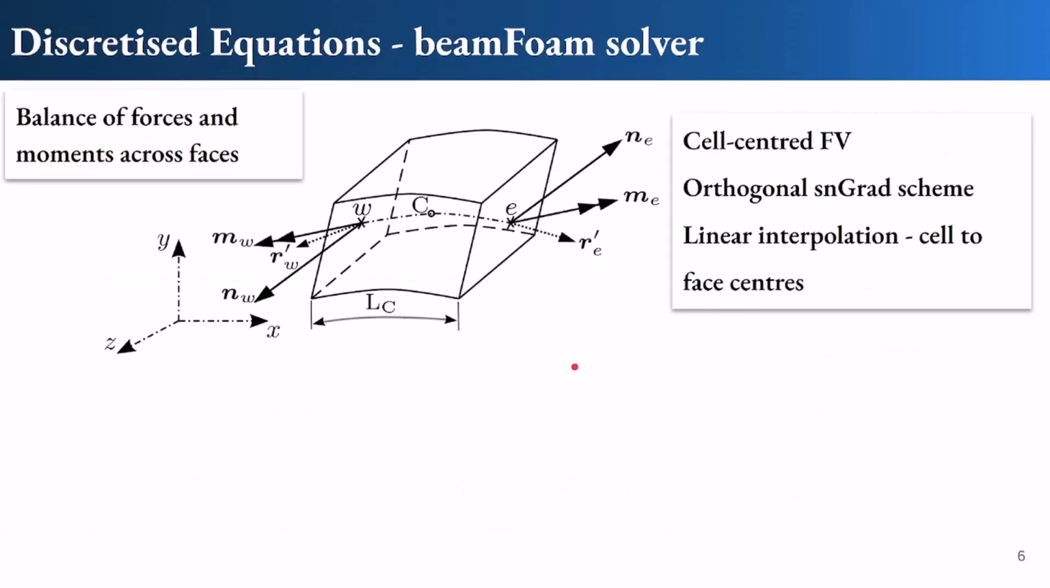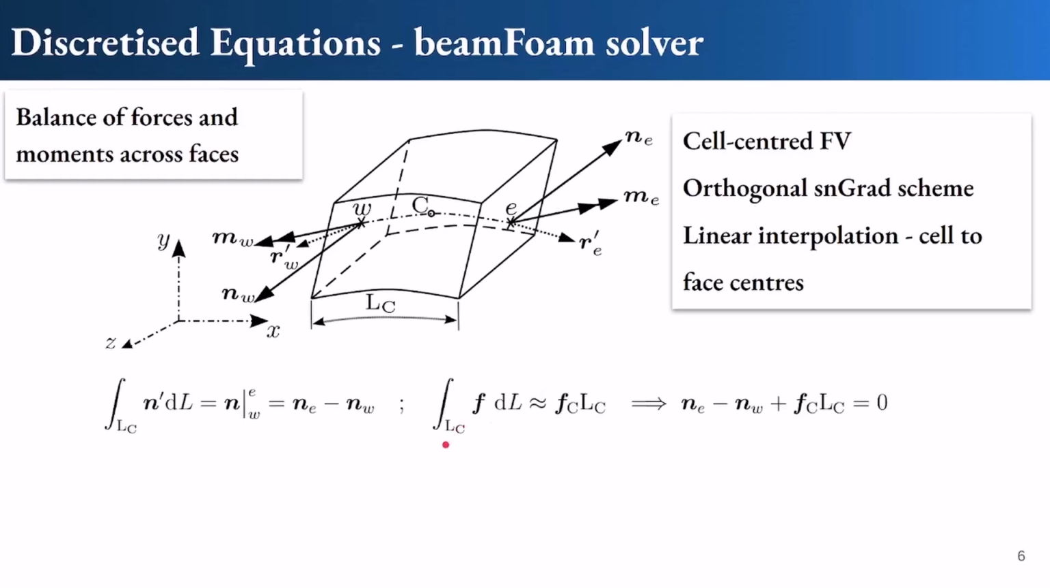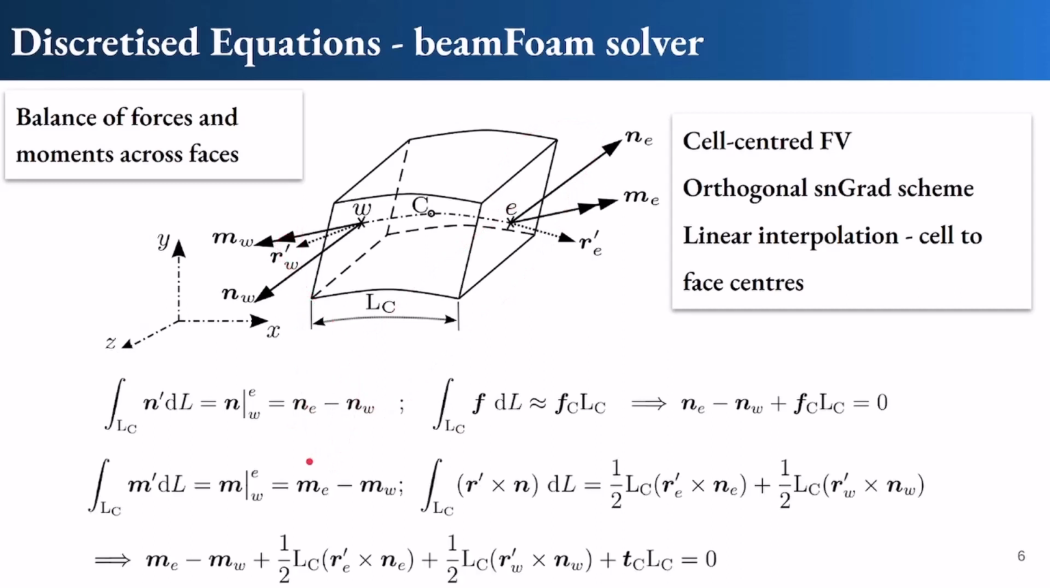The discretized equations are basically a balance of forces and moments across the internal faces. So the equations that we saw in the previous slide, the forces can be discretized as forces in the east face minus forces in the west face. Similarly, the moments can be discretized as moments in the east face minus moments in the west face. We also have some coupling terms, which are discretized using trapezoidal rules. And we are using a cell-centered finite volume method, with an orthogonal gradient scheme and linear interpolation to interpolate values at cell centers to the face centers.